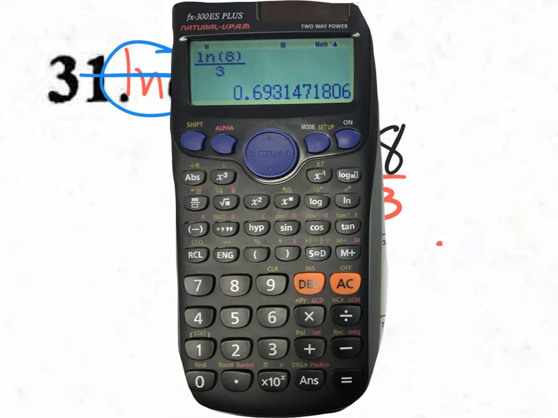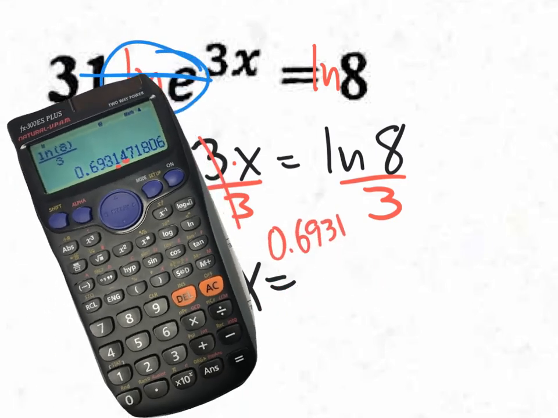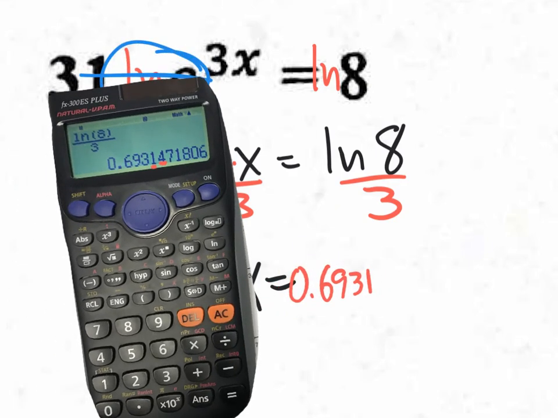The answer is 0.6931 because the 4 will not change that 1. It'll stay the same. So your answer is x equals 0.693.